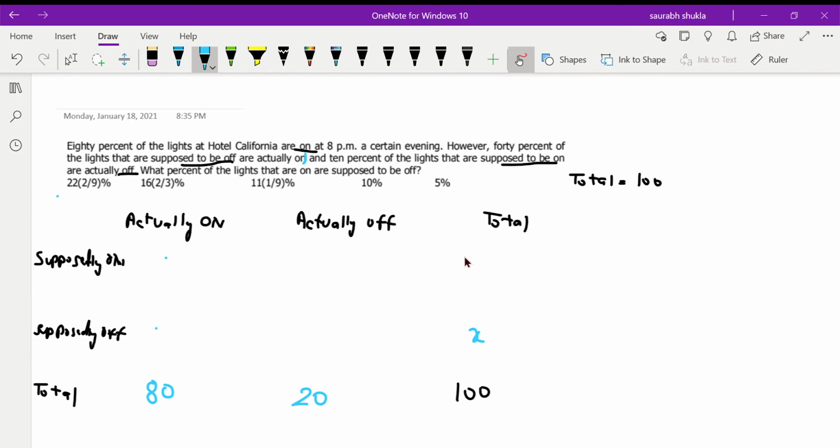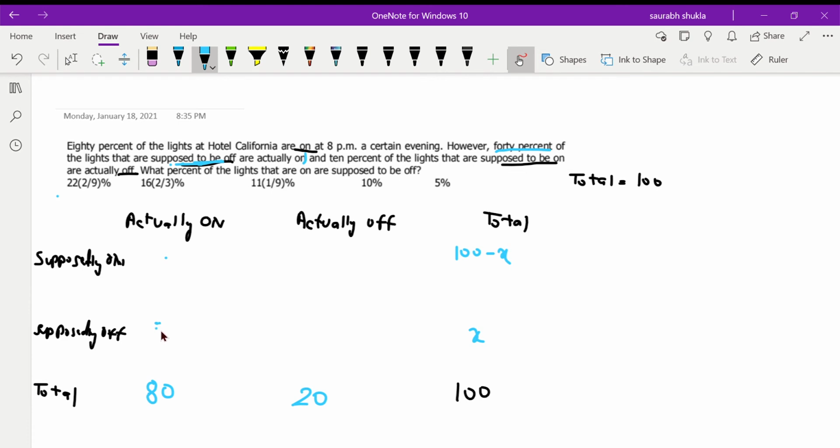So how many lights are supposed to be on if supposed-to-be-off lights are X? 100 minus X. You need to write your conclusion so that you don't forget. Now the question says 40% of what? 40% of X. Now the total supposed to be off is our X, so 40% of X are actually on. So where does it go? There's an overlap between actually on and supposed to be off. So this is where it comes.